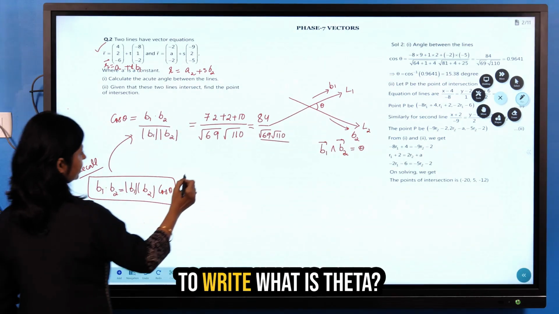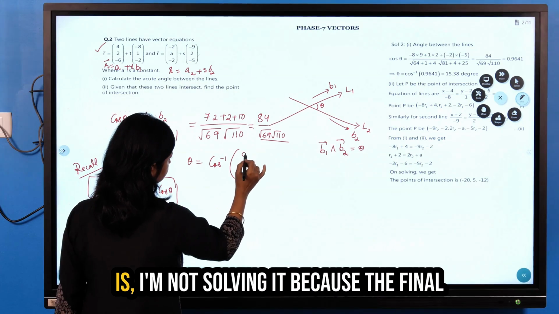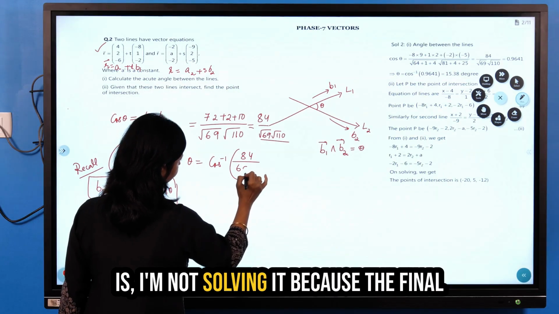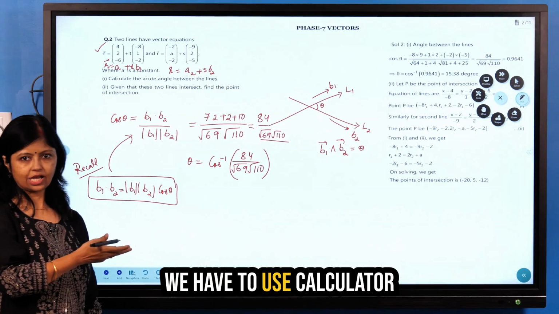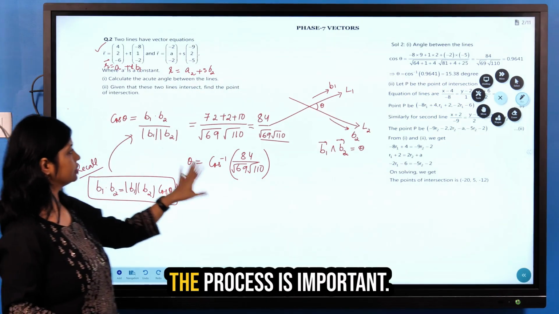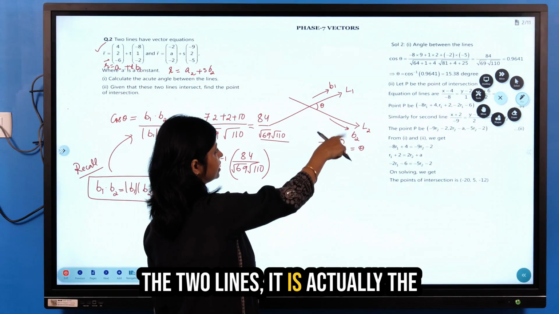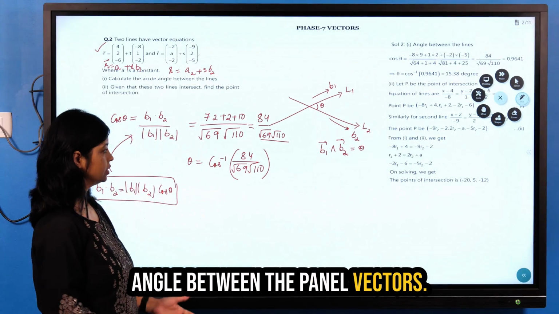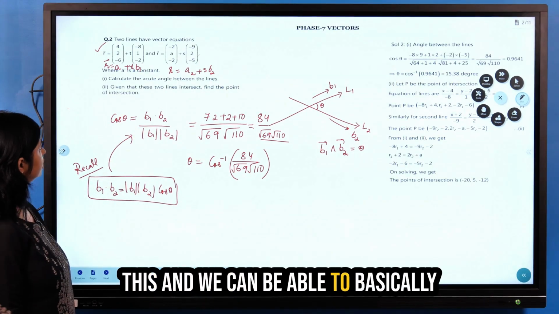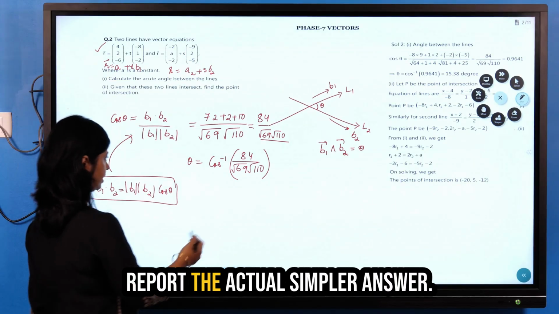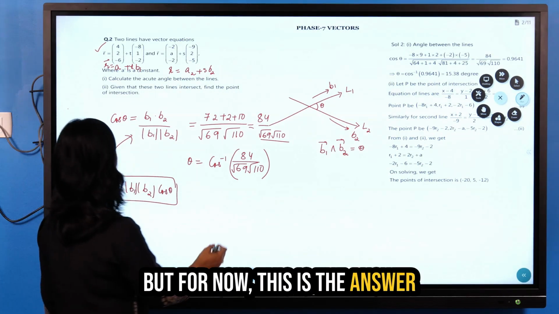So if we really have to write what theta is, theta is cos inverse of whatever it is. I'm not solving it because the final answer is not important. Anyway, we have to use a calculator for it, but it doesn't matter. The process is important. If you have to find the angle between the two lines, it is actually the angle between the parallel vectors. So that's all. It will be simpler than this and we will be able to report a simpler actual answer. But for now, this is the answer.